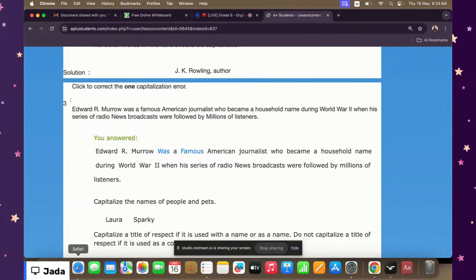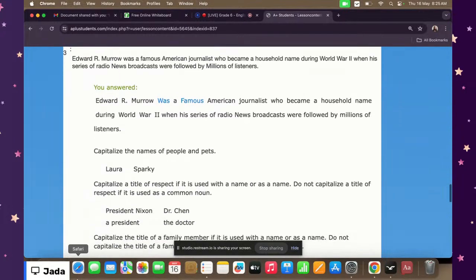Edward R. Murrow was a famous American journalist who became a household name during World War II, when his series of radio news broadcasts were followed by millions of listeners. So Edward R. Murrow was a famous American journalist. You cannot put "was" in a capital letter, you put it in small letter.